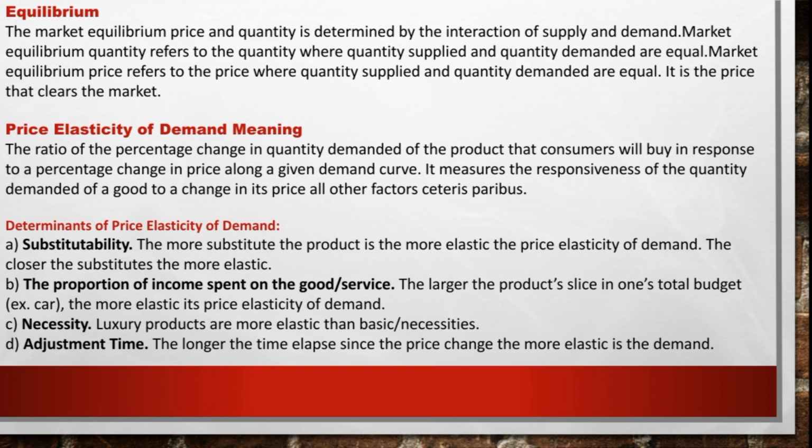Letter B, the proportion of income spent on the good or service. The larger the share of the product in one's total budget, for example a car, the more elastic its price elasticity of demand. Letter C, necessity. Luxury products are more elastic than basic necessities. And lastly, we have letter D, adjustment time. The longer the time elapsed since the price change, the more elastic is the demand.